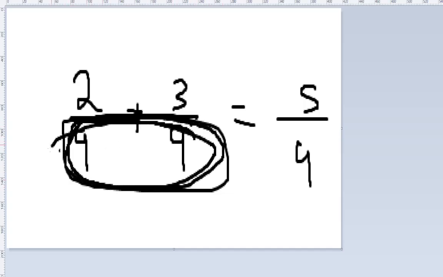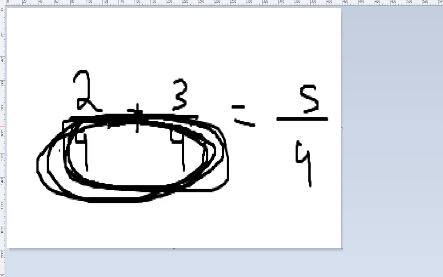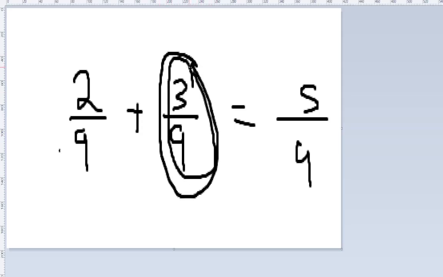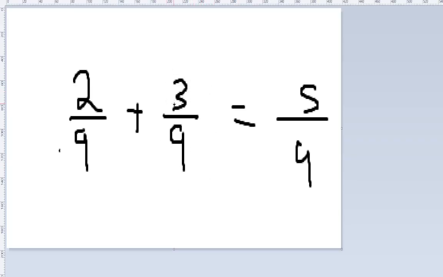Fractions can only be added when this number is the same. It doesn't have to be a number. It can be x and y. So that was the second rule. And the third rule was I can multiply something by 1 and it will not change what it is. So 3/9 is the same as a third.